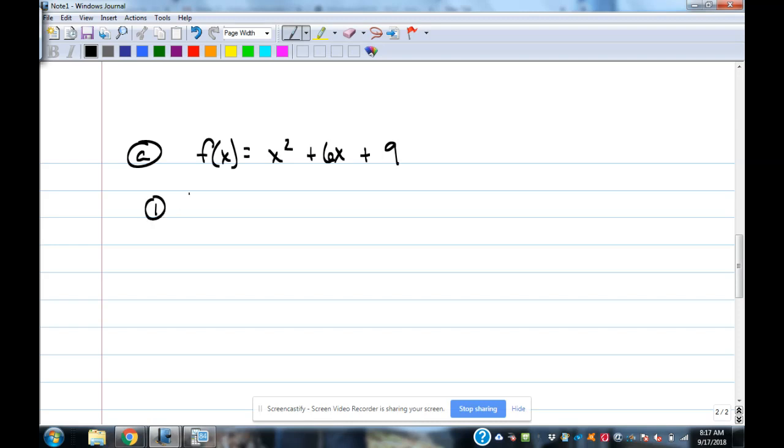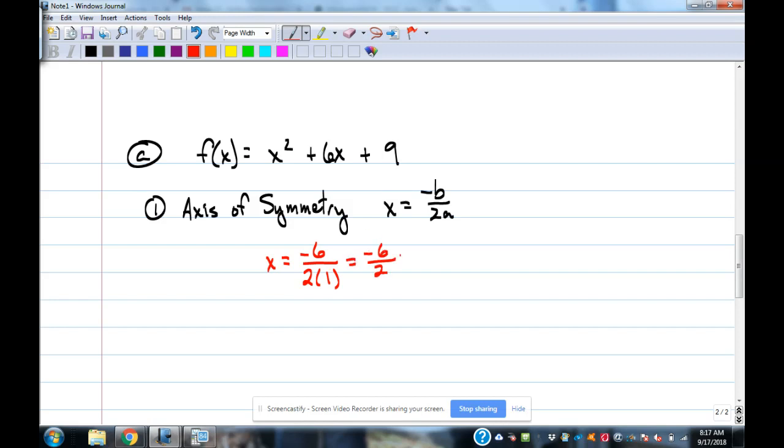So the first thing we're going to find every time is our axis of symmetry. What's the formula for axis of symmetry? Negative b over 2a. So negative b would be negative 6 over 2 times what's a? 1. So that's negative 6 over 2, which turns into negative 3, right? x equals negative 3. That's our axis of symmetry.